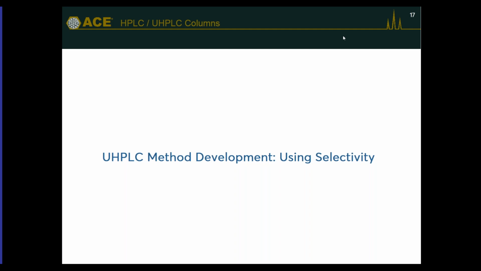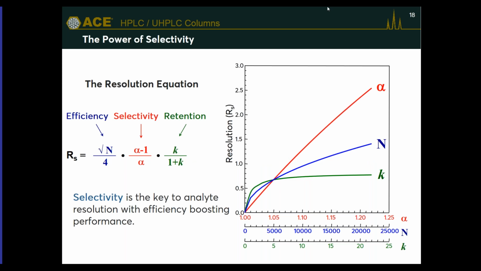So moving on to the method development topic. This is one form of the resolution equation, and we can see that it has three components: an efficiency component, a selectivity component, and a retention component. But it's difficult to interpret which of those three elements contributes the most to resolution. If we look at the graph on the right-hand side of the slide, we can see quite clearly that selectivity really is important in chromatography. In fact, selectivity is the key to analyte resolution, as I've written on the slide.